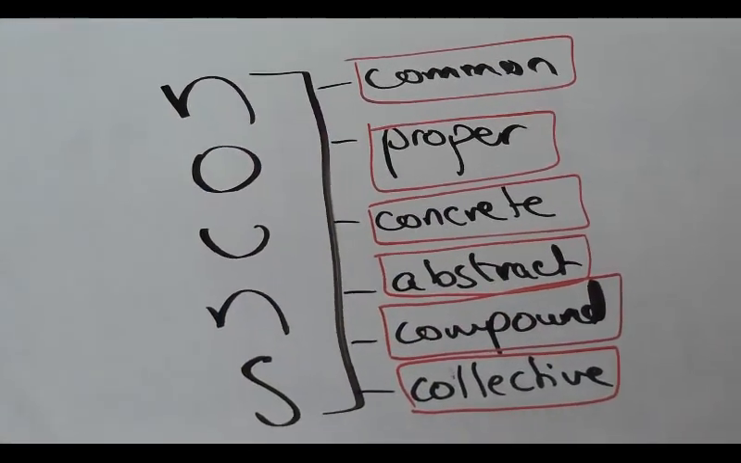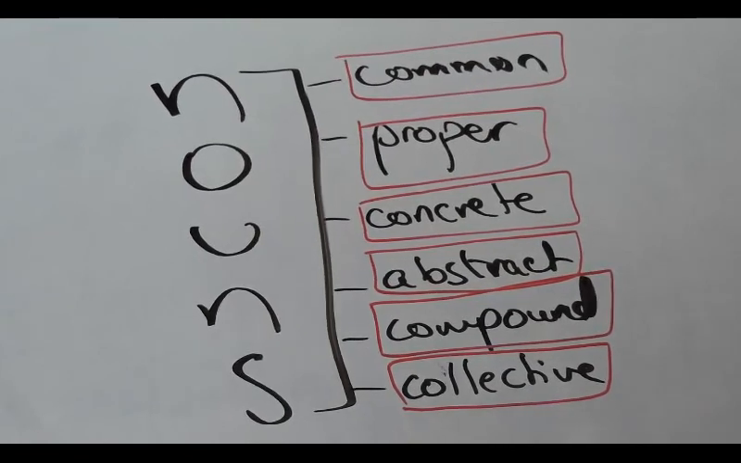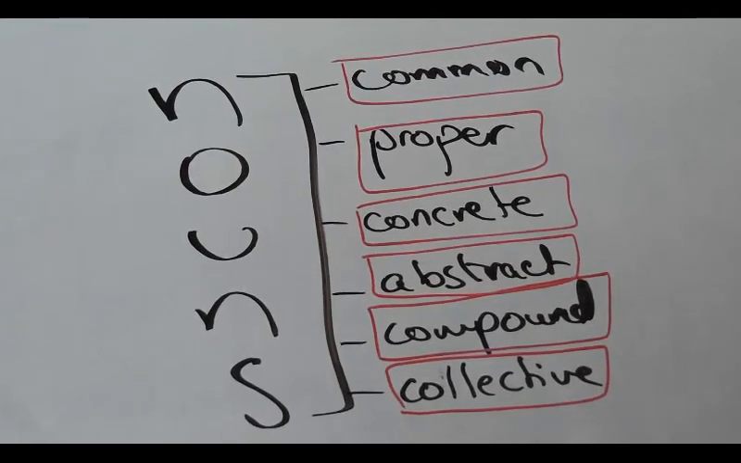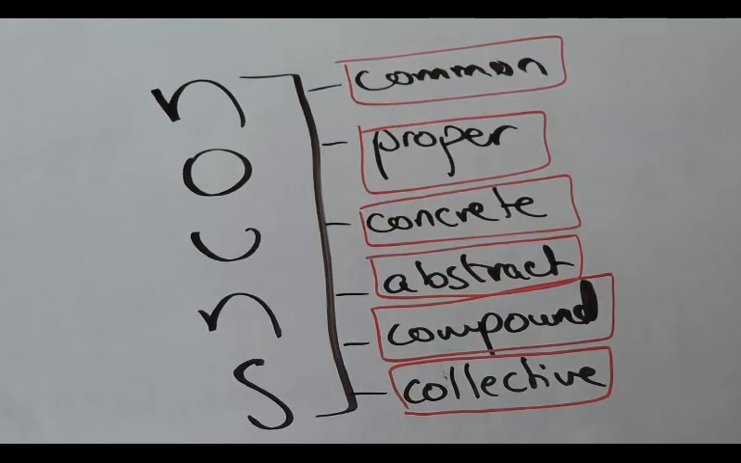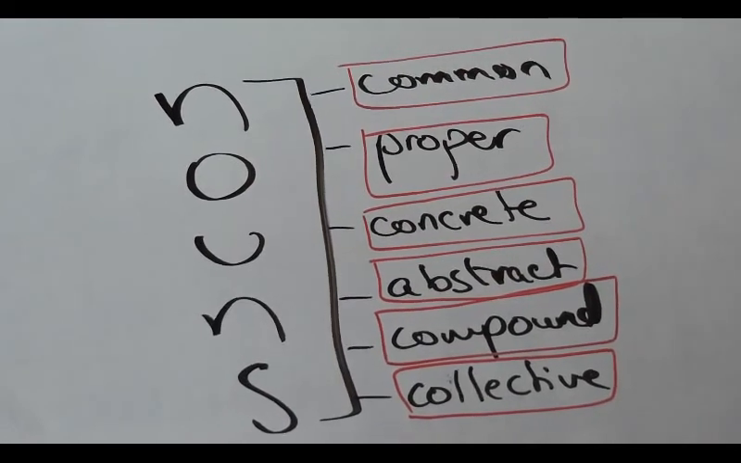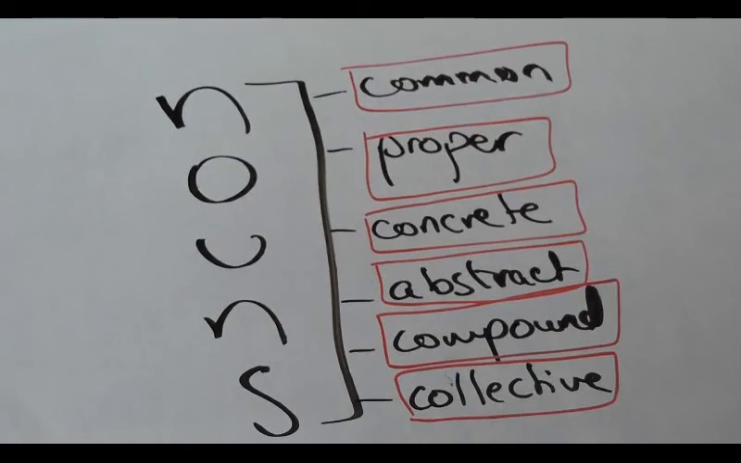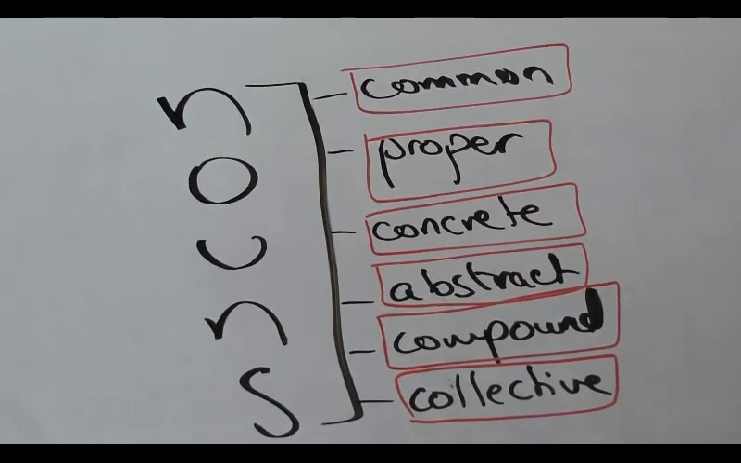So, long story short, we've talked about what nouns are. We said we have common, proper, concrete, abstract, compound, and collective nouns. We explained each section separately.